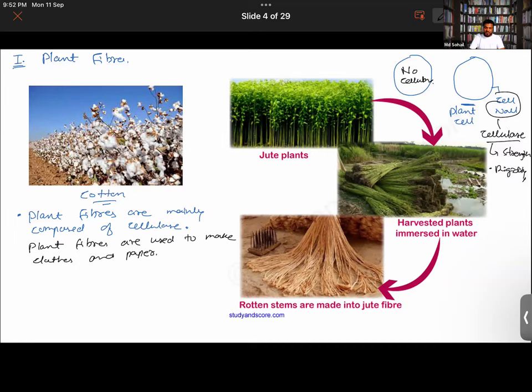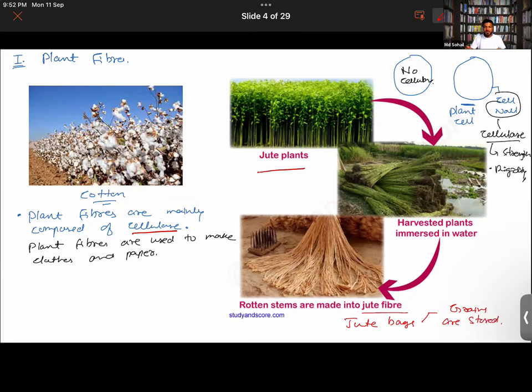Now, if you were to ask what is the special property of cellulose, the special property is that it generates long, very lustrous fiber. Lustrous means shiny. It gives you long, shiny fibers which, when prepared appropriately, can give you a very rich quality of fibers, rich quality of clothes. Right? So if you were to see an example of a jute plant here, see how a jute plant is made into jute fibers. You have jute bags. You must have seen jute bags in which grains are stored.